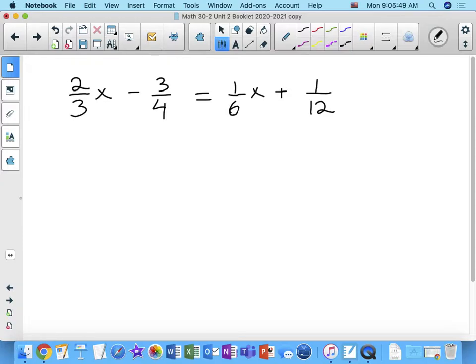So let's say we wanted to multiply the entire equation by something that would eliminate all of the denominators. What do you think we could multiply everything in this equation by that would eliminate all of these denominators? We've got the denominators 3, 4, 6, and 12. What could we multiply everything by that would take care of all of them? What do you think?